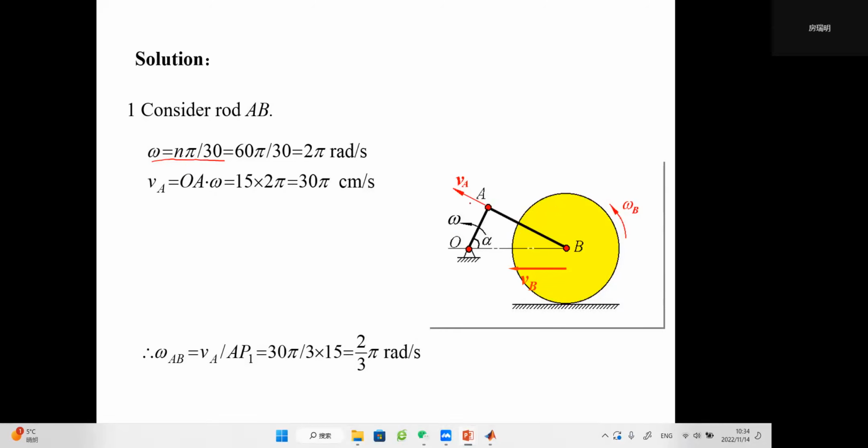So we can find the direction of VA. We also can find the magnitude of VA here, right? VA equals OA times omega. And here you should pay attention to the units. Here it is 15 centimeters, so we have 15 times 2 pi, which is 30 pi centimeters per second. We should pay close attention to the units. Then, because here we have a wheel, in this kind of mechanism we always think about that the force is from the direction of AB.